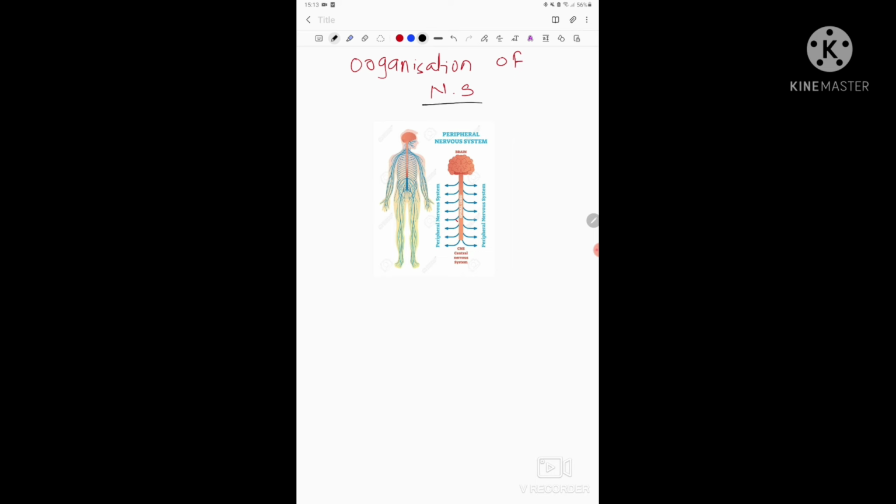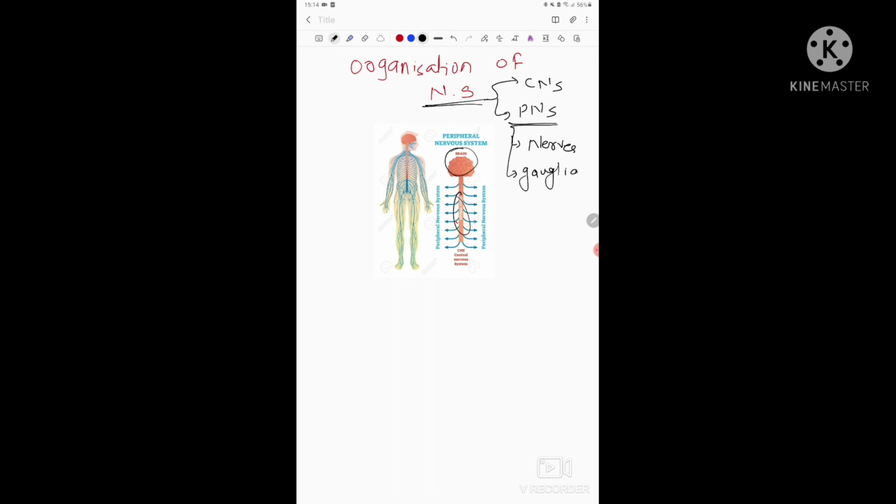When we talk about the nervous system, two things come to our mind, that is the CNS and PNS, right? The CNS is comprised of the brain and the spinal cord, and the PNS is comprised of the nerves and the ganglia. Let me write here, nerves and ganglia, correct?